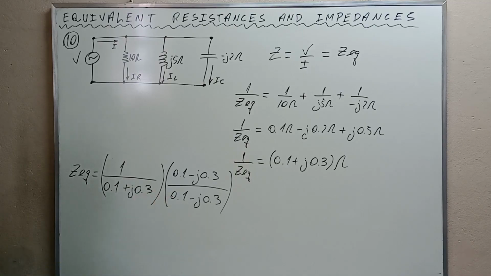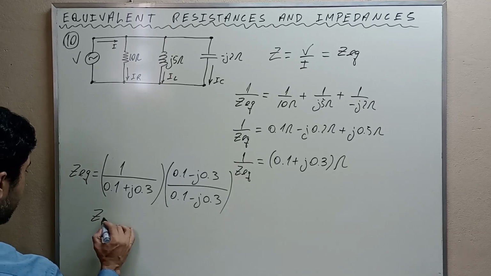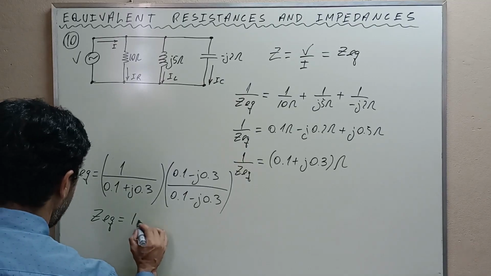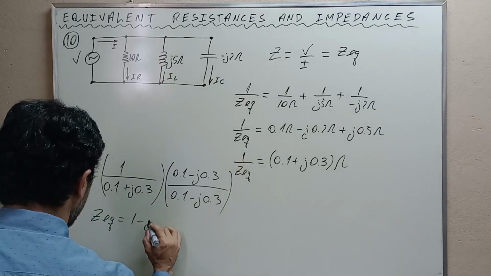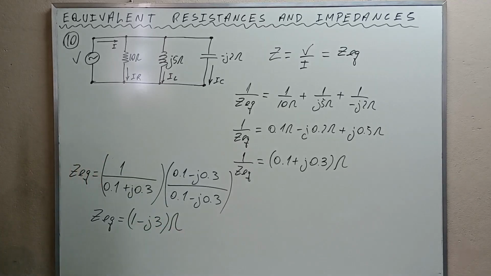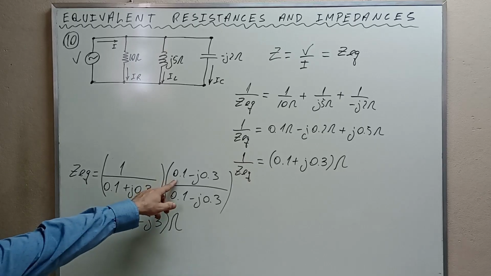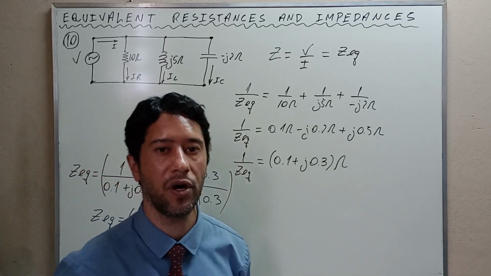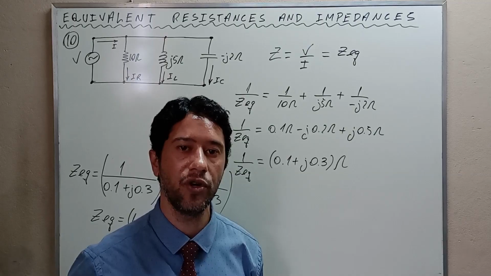If we continue developing this, we find that it is equal to 1 minus J3 ohms. And this is the solution of the exercise. This is the equivalent impedance. You just need to know how to work with complex numbers to find the solution of this exercise. And this is all for the debate of exercise number 10. Let's go to the next.